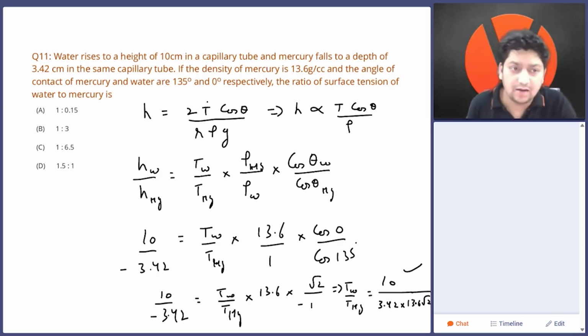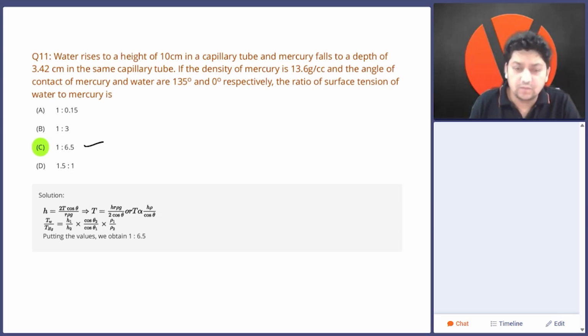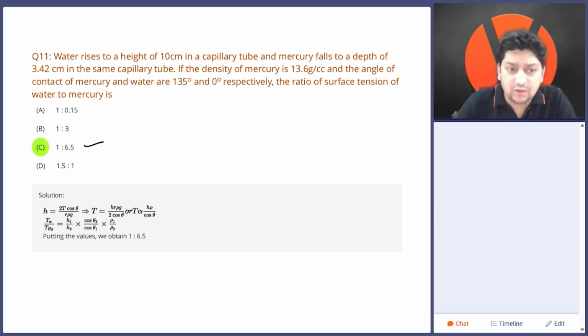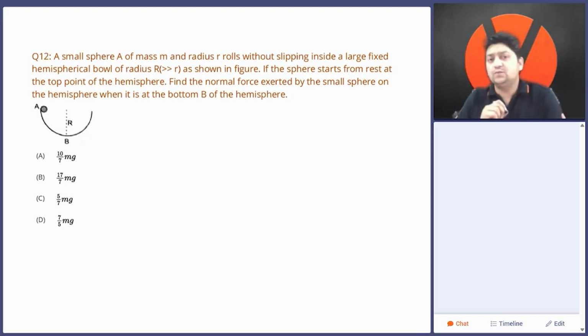Just calculate it and you will get the value as 6.5. So the ratio which we will get is nothing but 1:6.5, right? So this is how you solve such types of questions. Let's move to the next question.